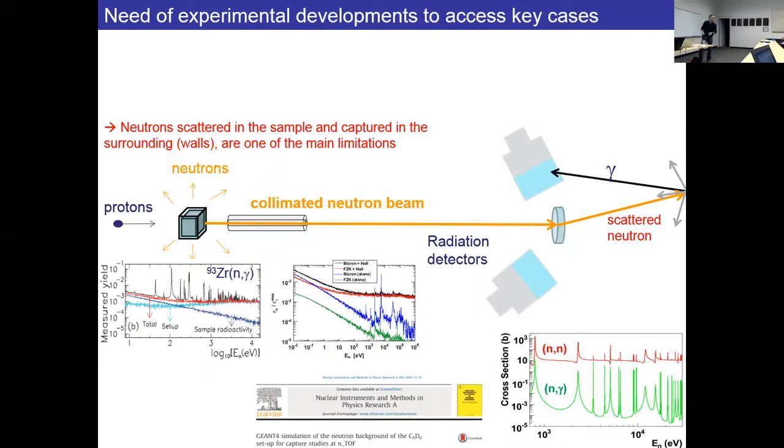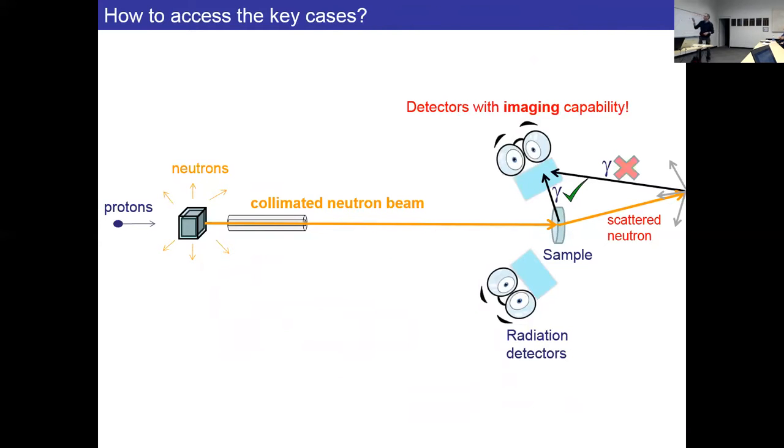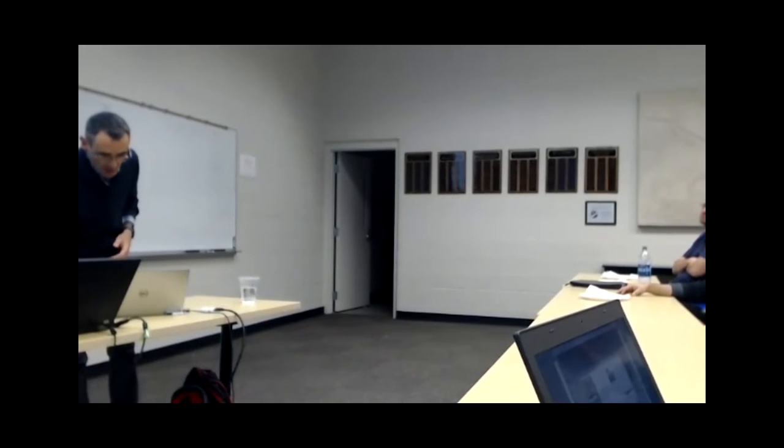So the idea we are exploring is to try to develop gamma-ray detectors with imaging capability, so that you can detect not only the time and the energy of the gamma rays, but also the incoming radiation direction. And by doing so, you can determine whether the gamma ray comes from the sample, and then this represents a true capture event, or if it comes from the surroundings, and then this represents rather a background event, and it can be rejected. So, well, this was to show the principle of this.